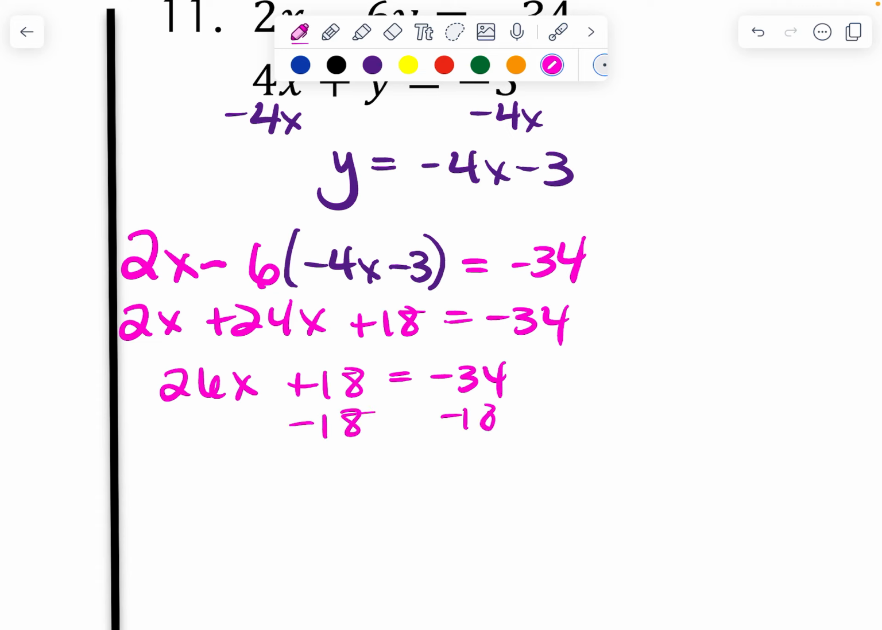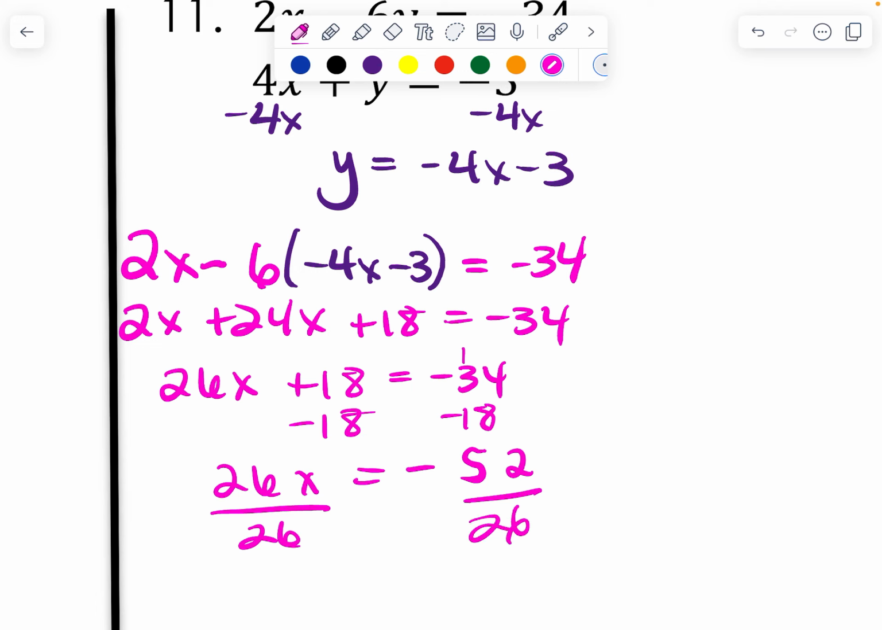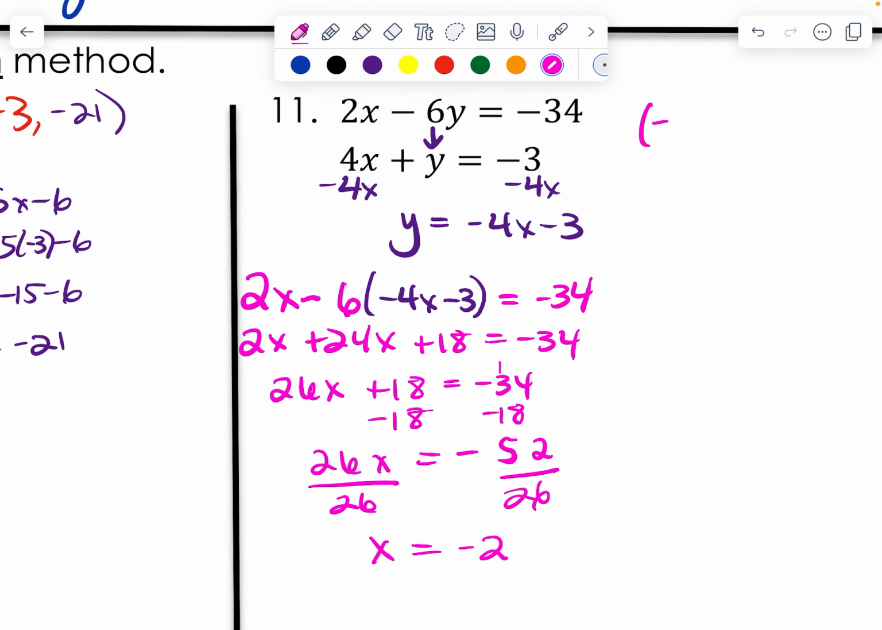Subtract. Okay, add and keep the sign. So that's going to be a 2. That's going to be a 52. So I divide by 26 on both sides. I get x equals negative 2. So I have my x value.